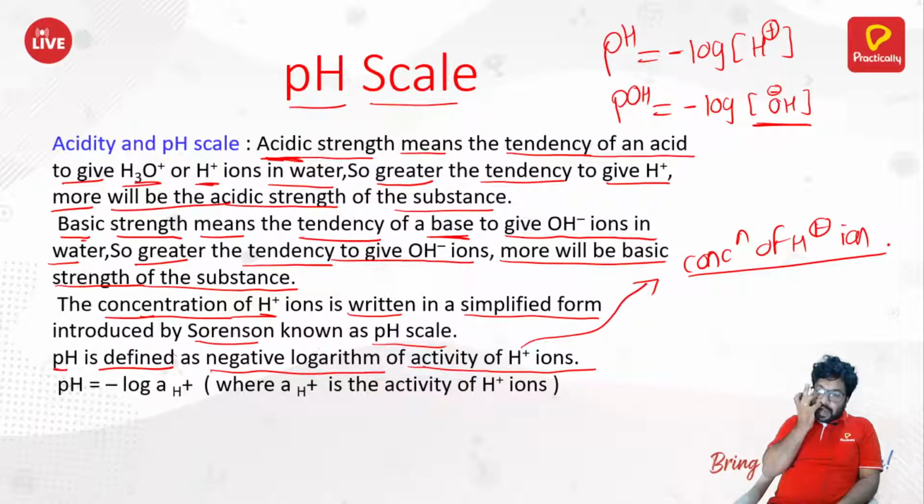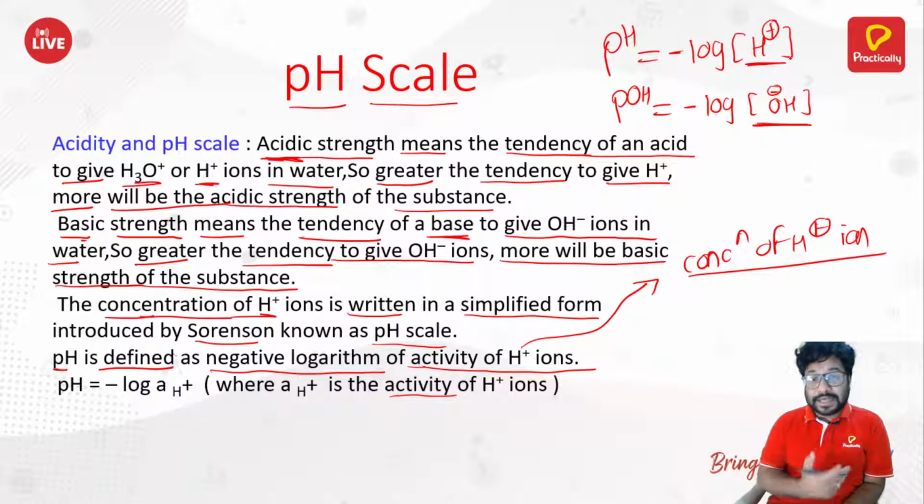Today, in the science fraternity, we call it the concentration of H plus ion. But earlier it was called activity, so don't get confused. This negative logarithm of activity of H plus ion is nothing but the negative logarithm of H plus ion concentration only. It is just that the way people used to call it has changed. So that is what pH is all about.